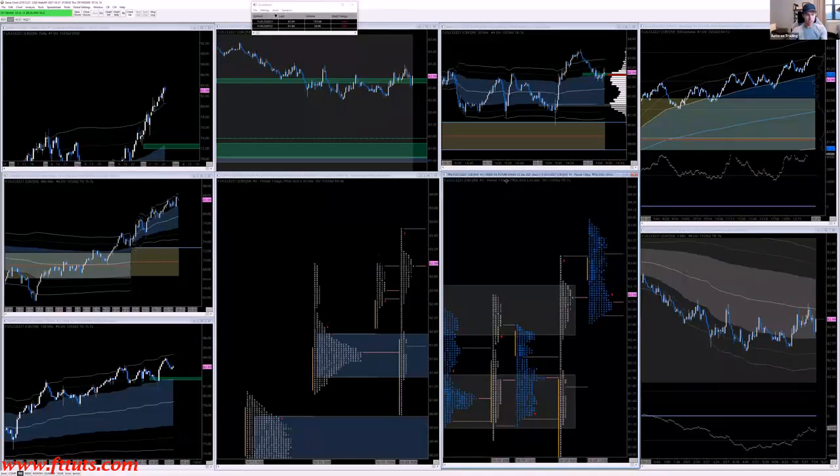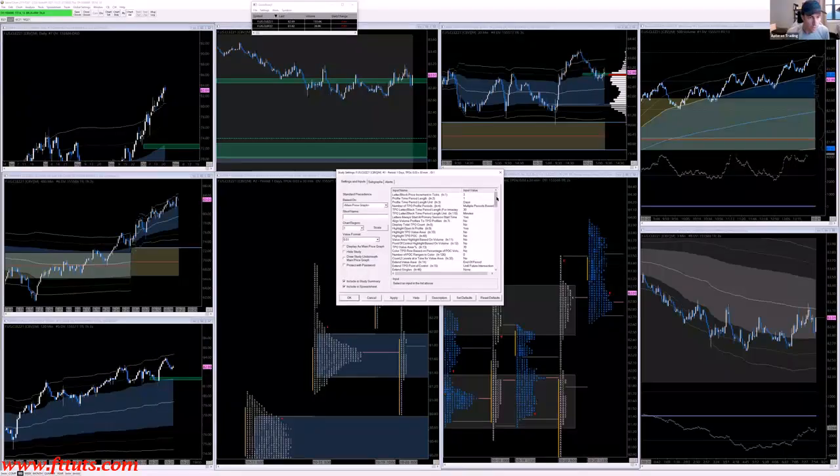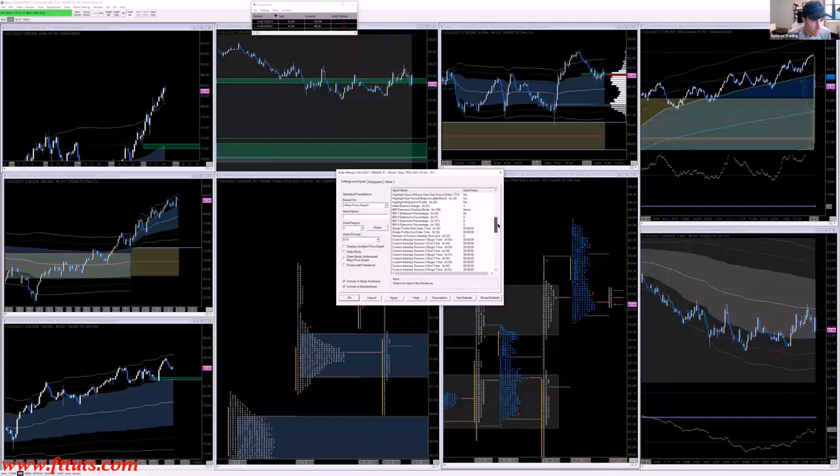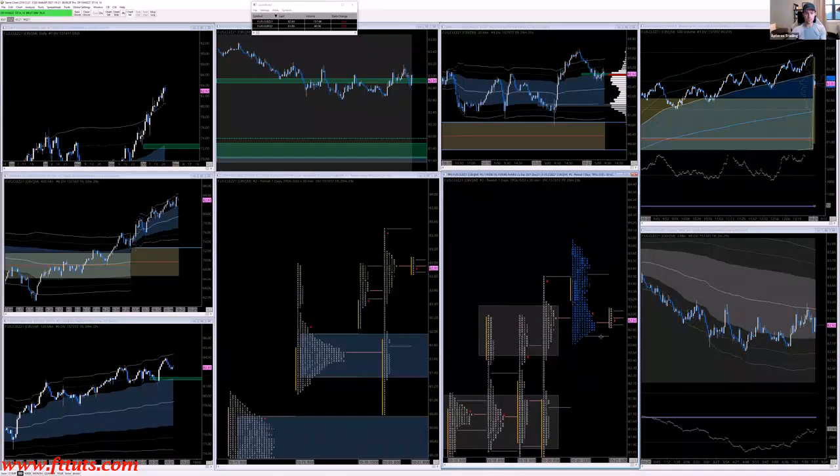And then let's go to our TPO settings. Oh, what a horrible time to do this, Merritt. Exclude that evening session except for the last. So there's that poor low. You can see it on the profile there too.